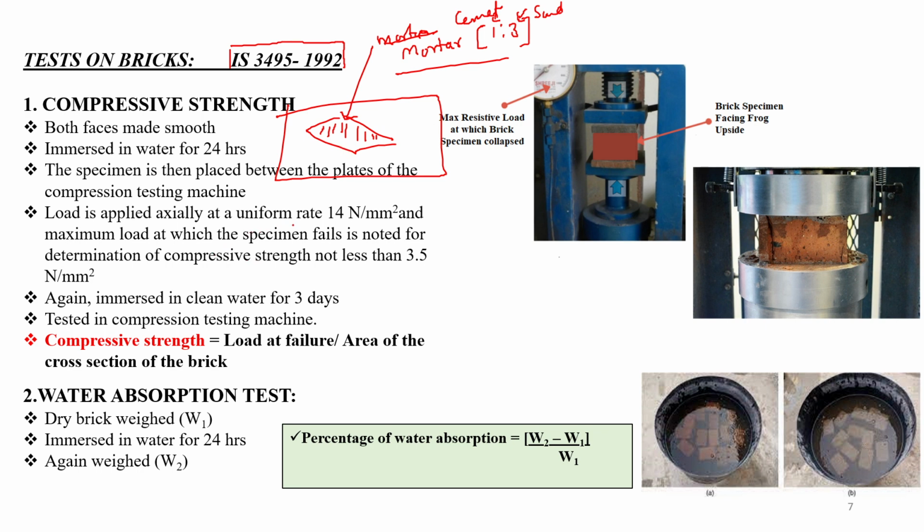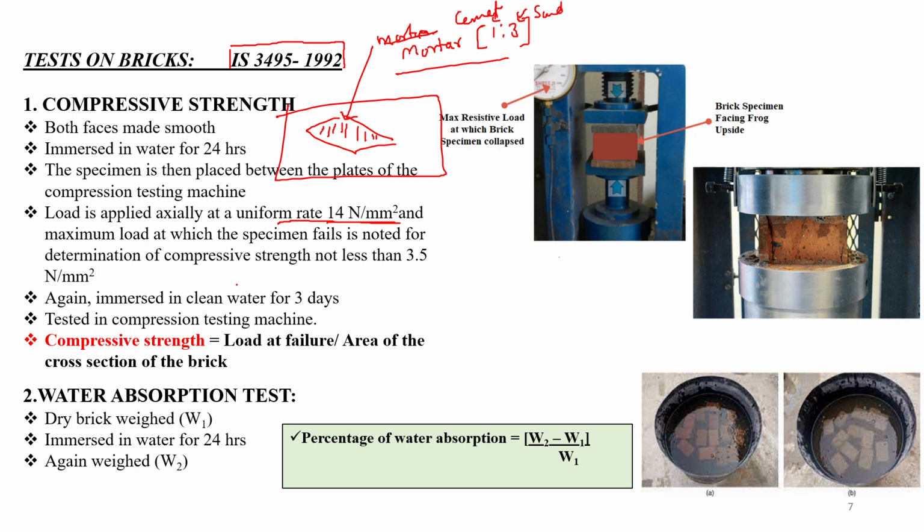Load intensity will be a uniform rate of 14 Newton per mm square. This is the variation of the rate of loading, because we do this to avoid impact load. Okay, and we will measure the load at failure.